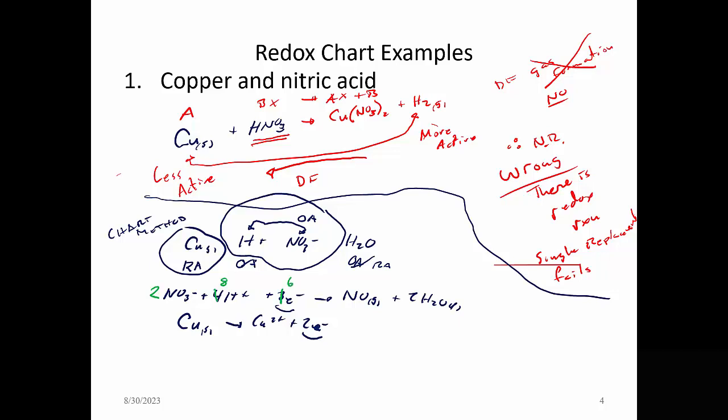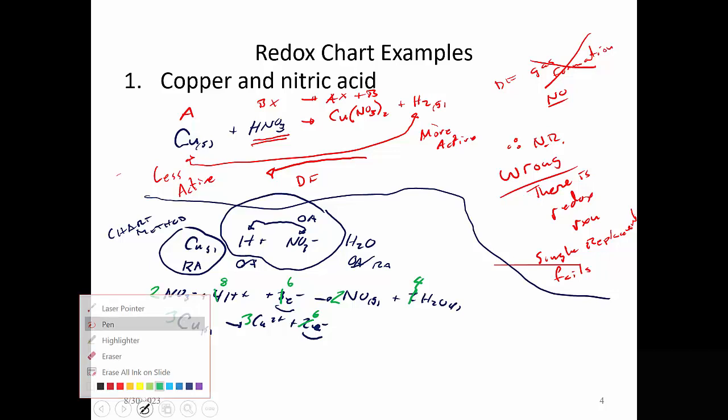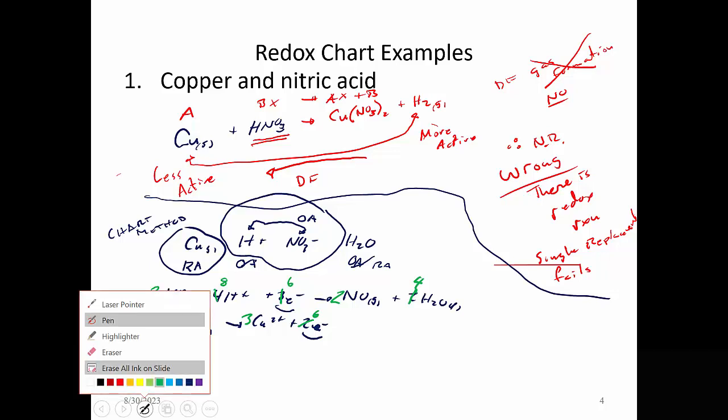That's going to give me 6 electrons here. And then the bottom one I'm going to multiply by 3. So I end up with 6 electrons. So I have 6 electrons on the top one, 6 electrons on the bottom one, and that's what we say is balanced electronically.